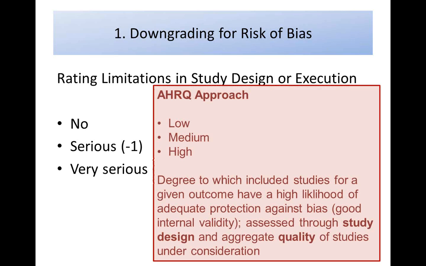How does the ARC approach contrast? So ARC uses low, medium, and high. The definition is the degree to which included studies for a given outcome have a high likelihood of adequate protection against bias. So basically it's an internal validity question, and it's assessed through both the study design and the aggregate quality of the study. So are they poor, fair, or good?